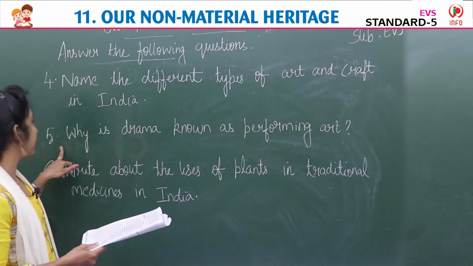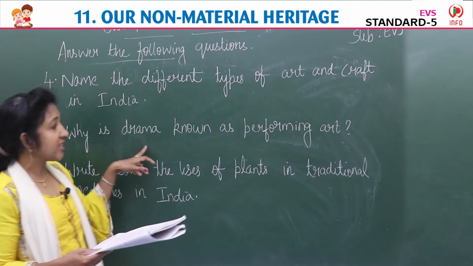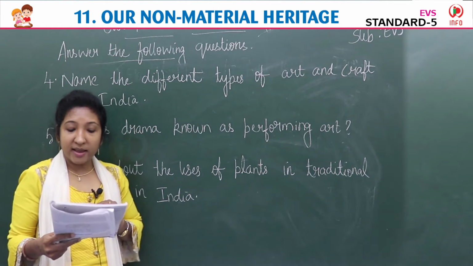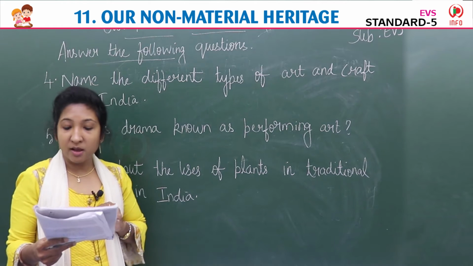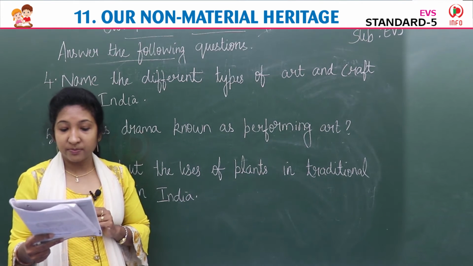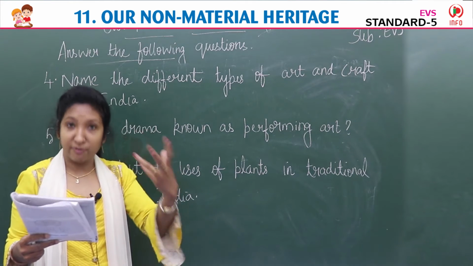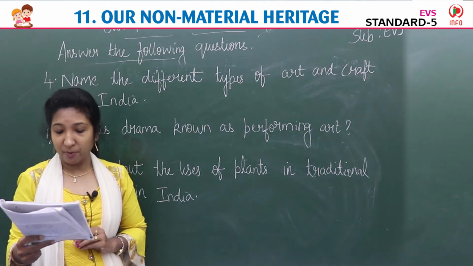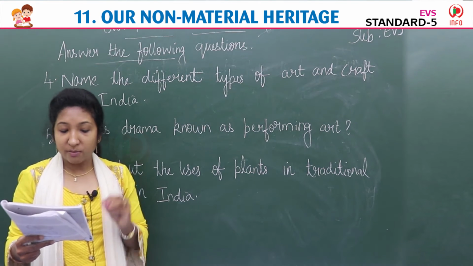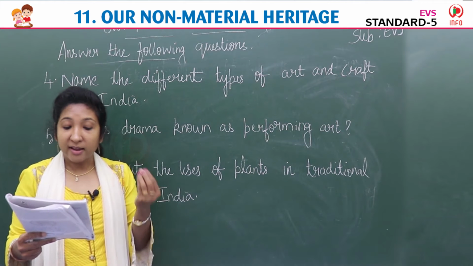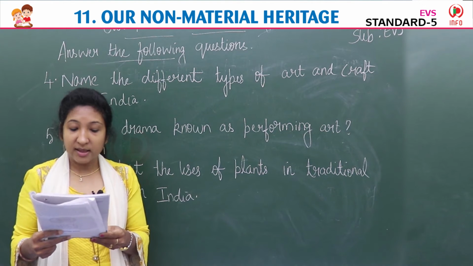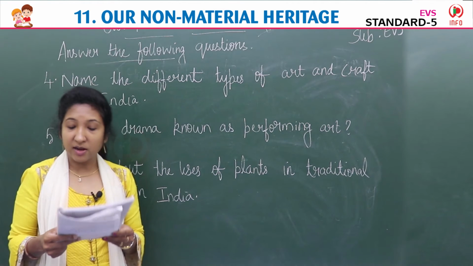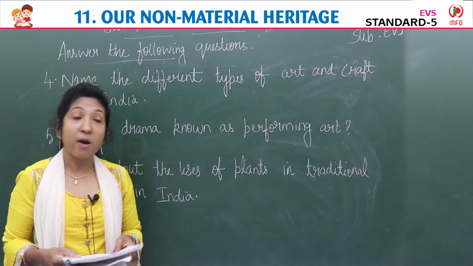Now coming to the next one, the fifth one. Why is drama known as a performing art? Drama is a performing art, isn't it? Why? Drama involves people from various cultures. While enacting, meaning performing a drama, lights and costumes are very important. People perform different roles, and to enact these roles, it takes a lot of art and talent. Hence, drama is known as a performing art.